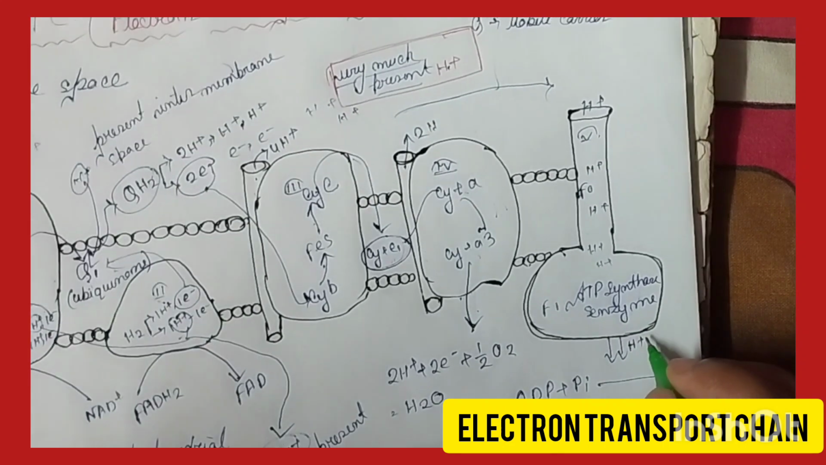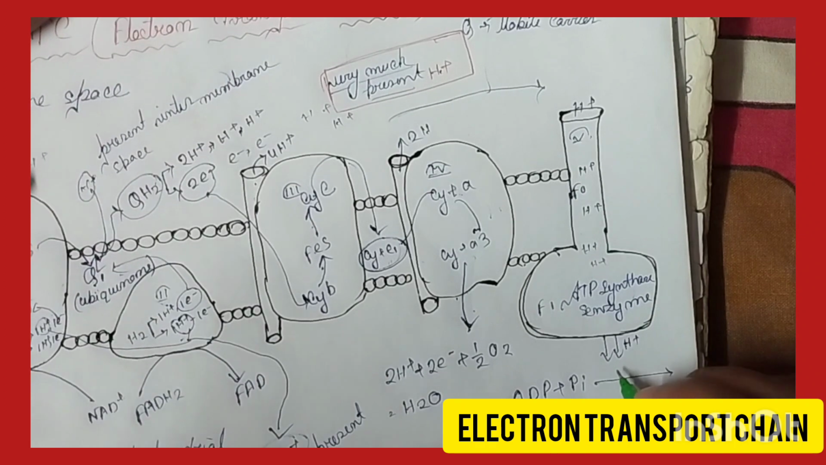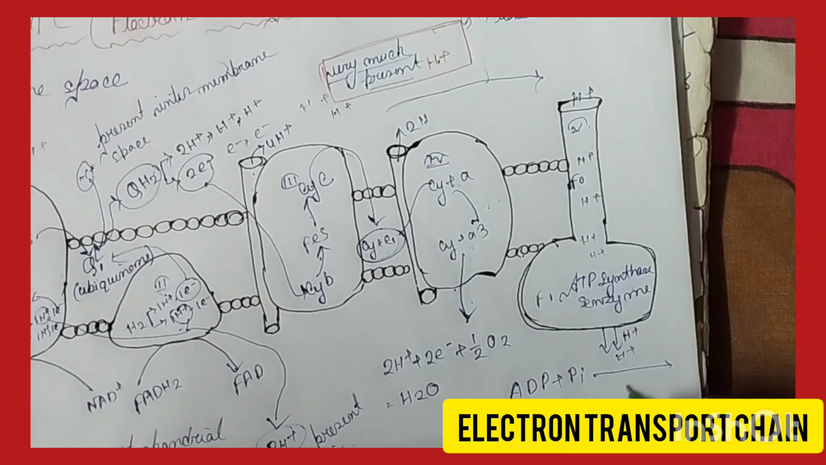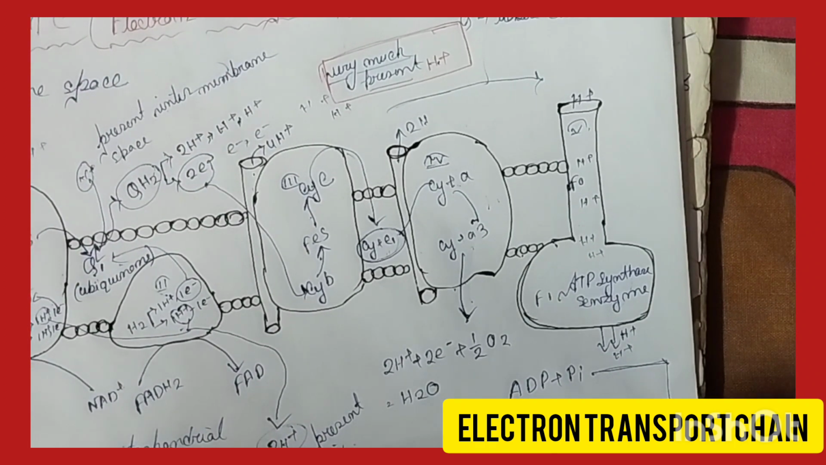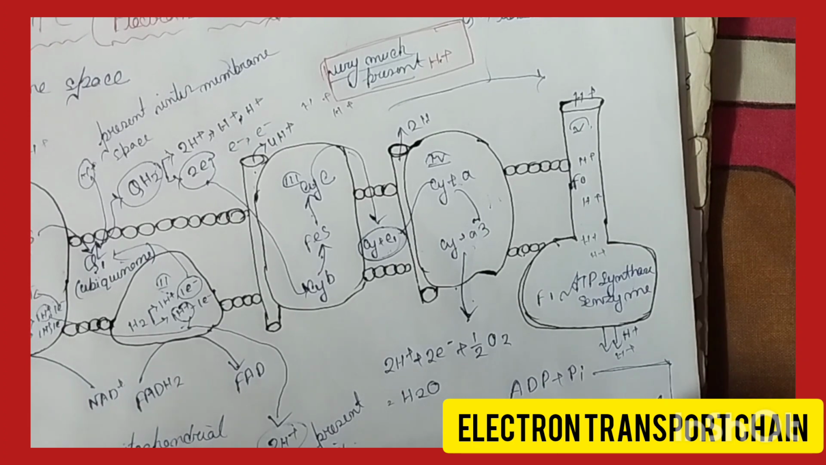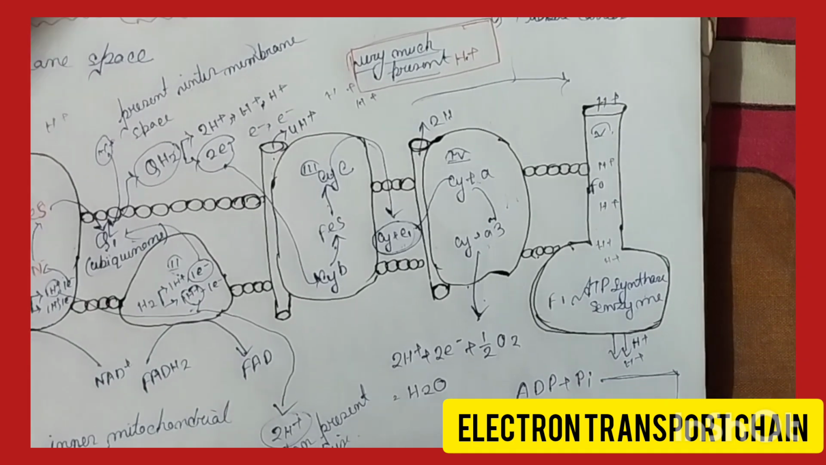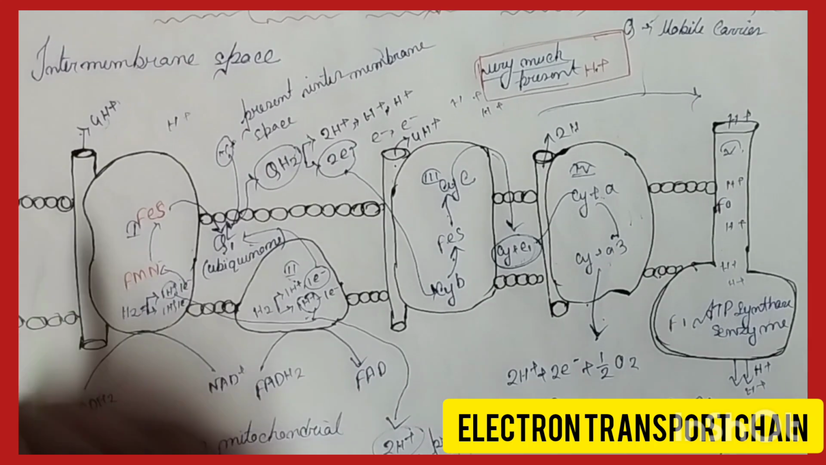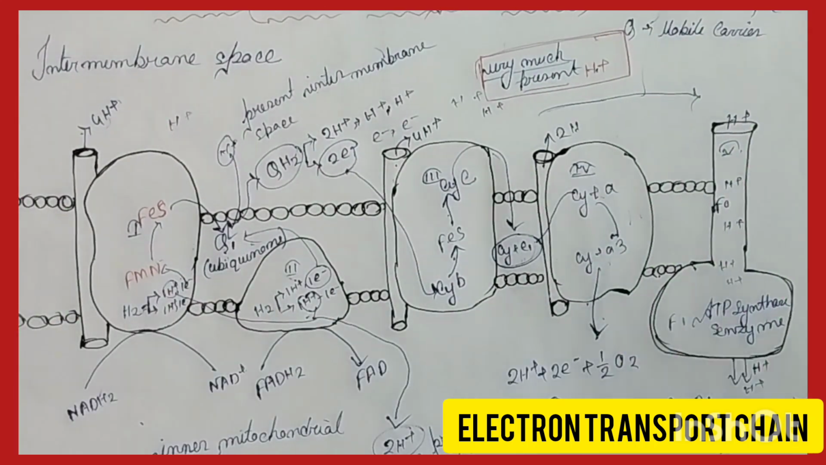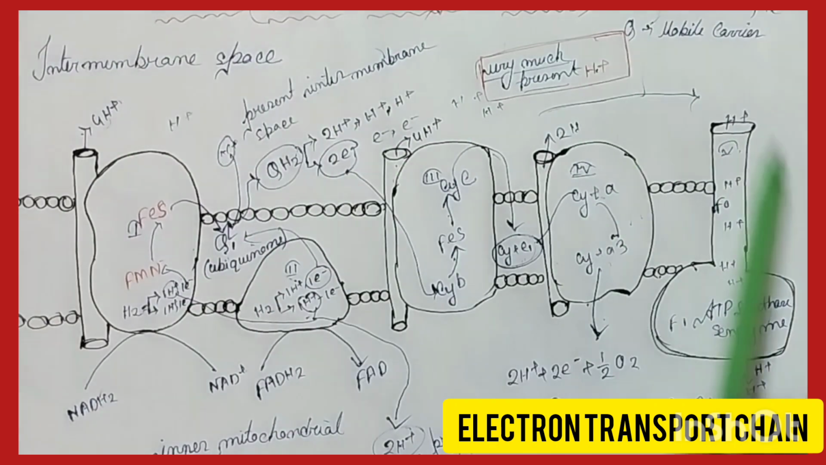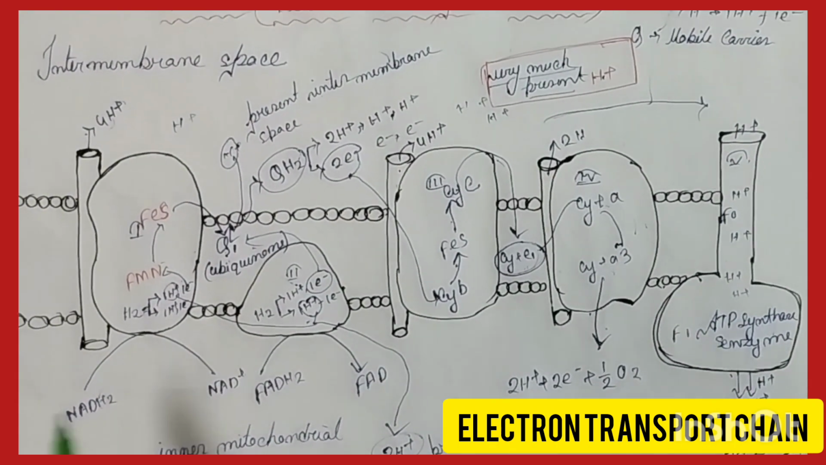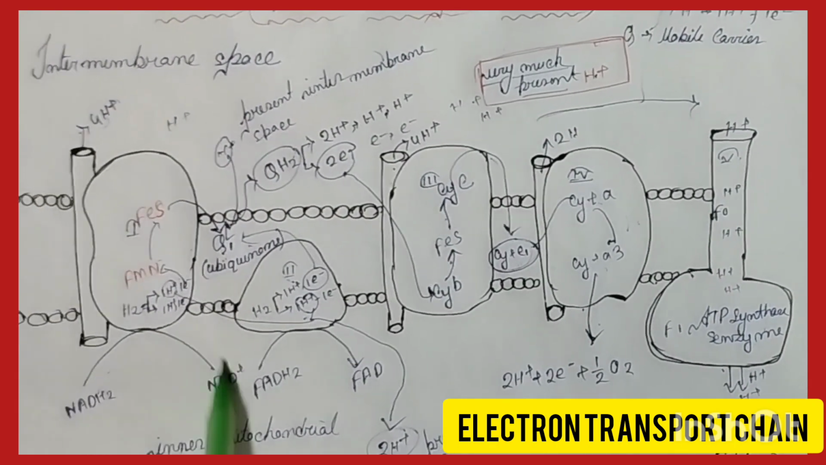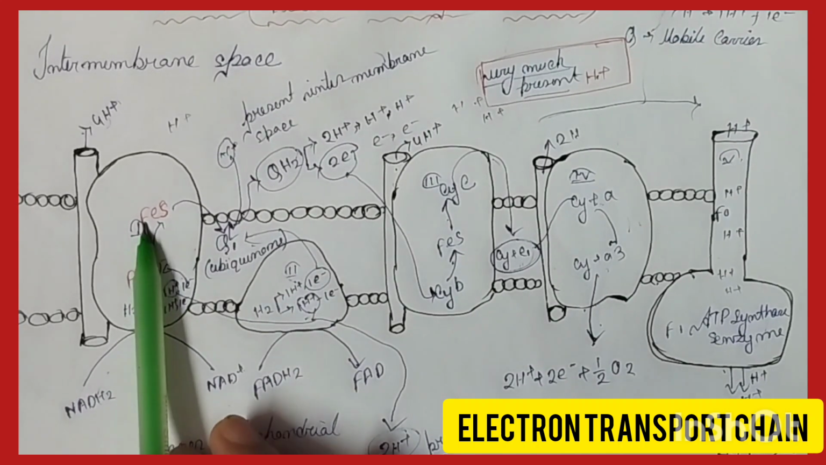This H plus, the proton gradient ion, is brought back into the mitochondrial matrix, helping the ATP synthase protein, allowing ADP to bind to free phosphate to produce ATP. So complex 5, F1 and F0 ATP synthase, sometimes referred to as complex 5, generates the ATP.